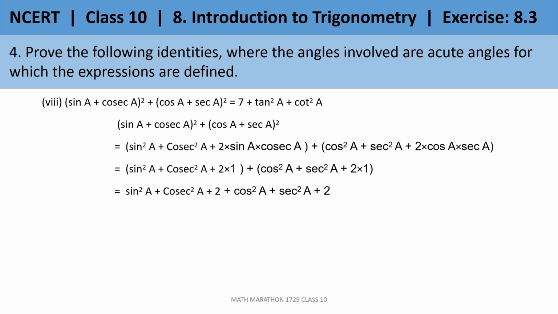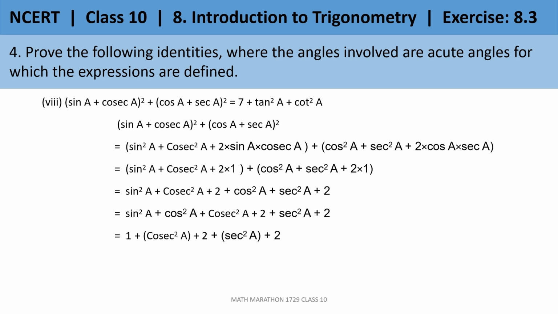We know that sin²A + cos²A = 1. So, let us rearrange the expression. It is equal to sin²A + cos²A + cosec²A + 2 + sec²A + 2, which is equal to 1 + cosec²A + 2 + sec²A + 2.